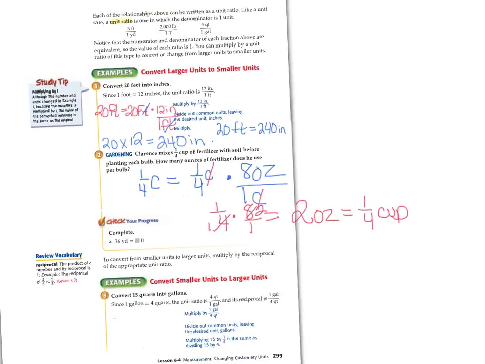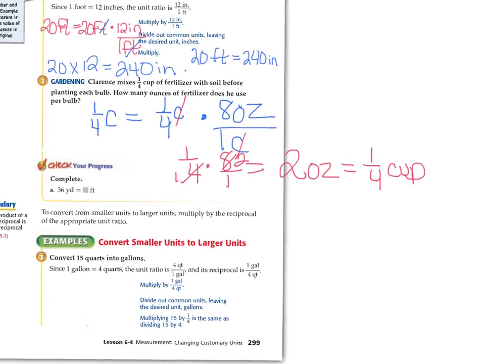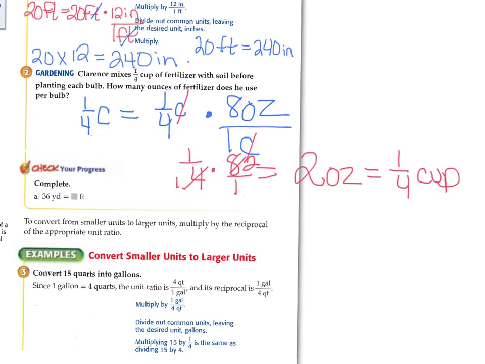Let's try another one here. 36 yards equals how many feet? Okay, well, let's do that. 36 yards times, how many yards are there in a foot? Okay, or how many feet are there in 1 yard? There are 3 feet in 1 yard. That's our unit conversion ratio. So we would cross out our yards because those are our common unit.